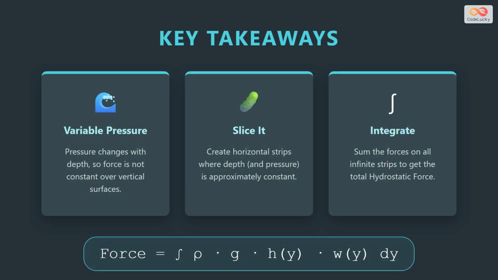To wrap up, remember the process. Fluid pressure varies with depth, so you cannot simply multiply pressure by area for vertical surfaces. Instead, slice the area into horizontal strips, determine the pressure and area expressions for a generic strip in terms of y, and integrate over the surface's height. This method allows you to calculate the force on dams, windows, and gates of any shape.